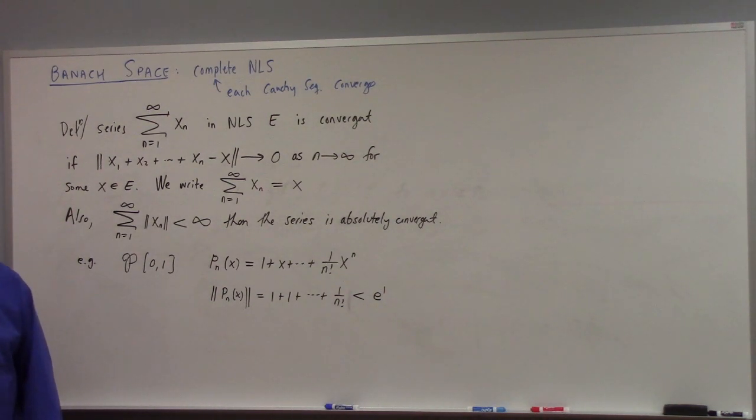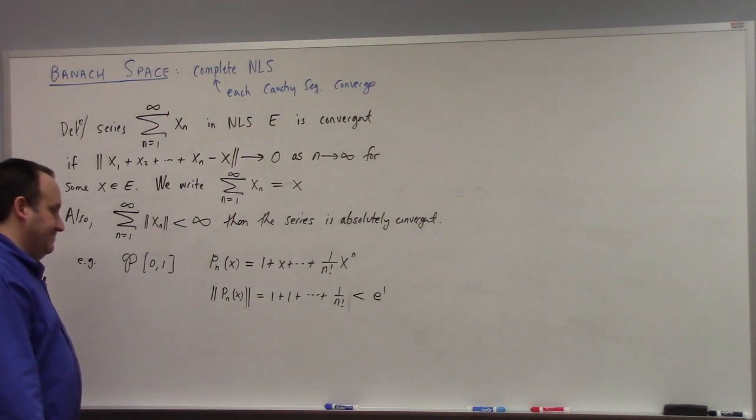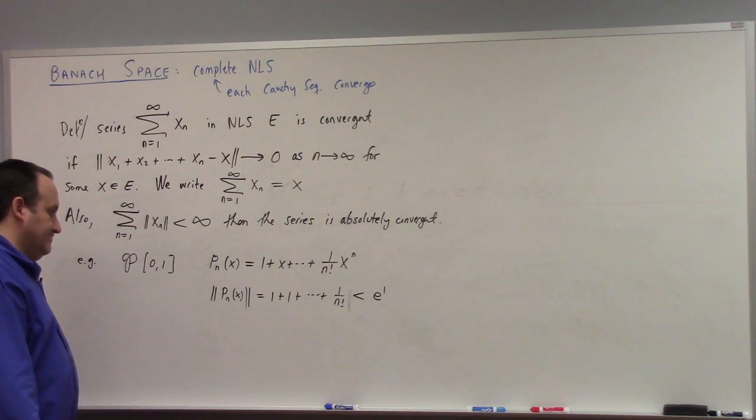Because the exponential is just adding the tail of that partial sum on. e to the 1, e is just what you get if you keep going forever and ever. So of course, that's absolutely convergent because they converge to a point.